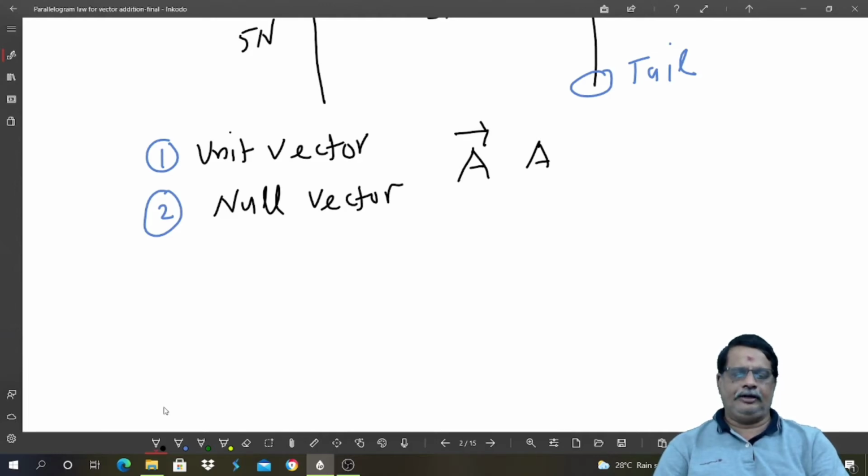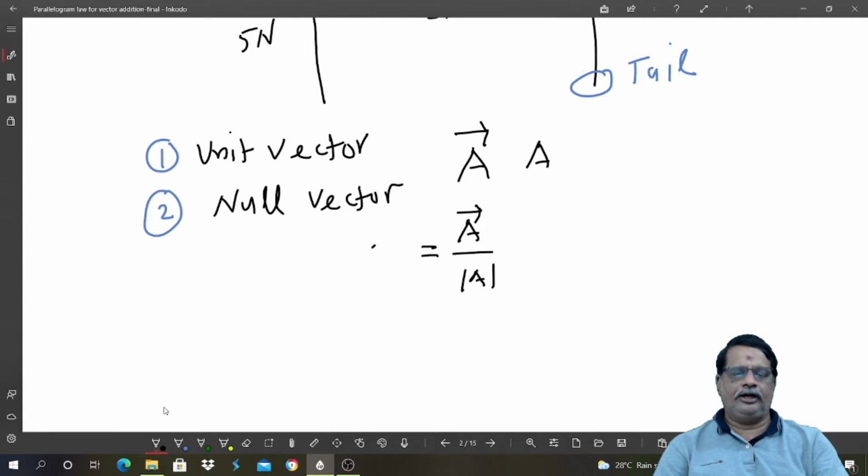Suppose you have a vector A and you want to get the unit vector corresponding to this vector A. It means that you must get another vector whose magnitude is unity and whose direction is the same as the direction of this vector A. That is called the unit vector of A. So how to get the unit vector of A? All you have to do is to divide this vector A with its own magnitude.